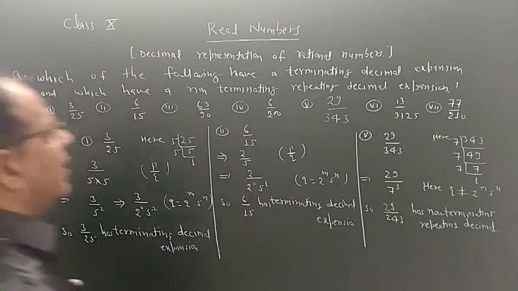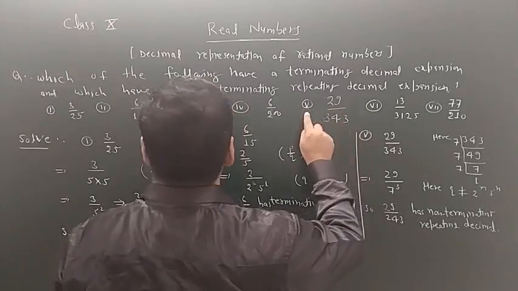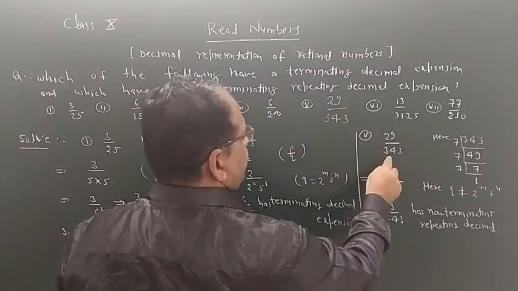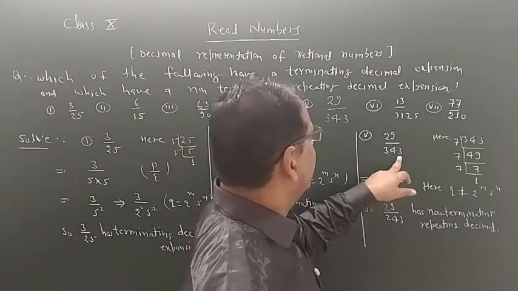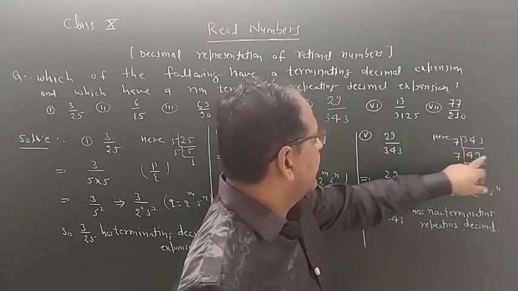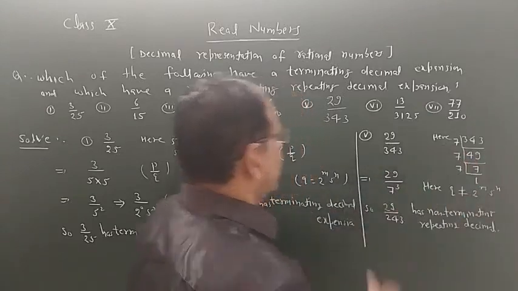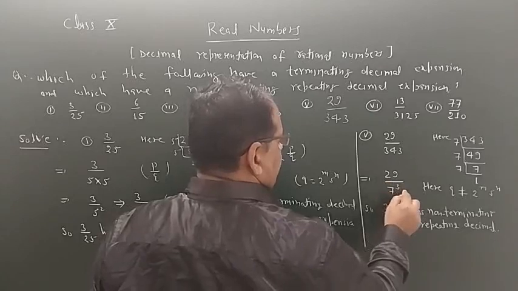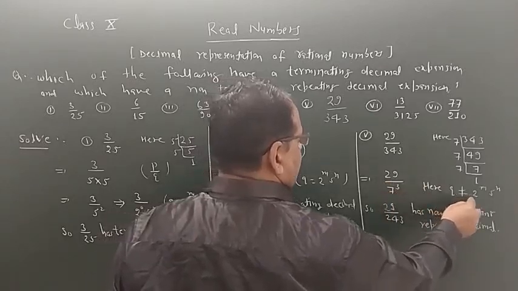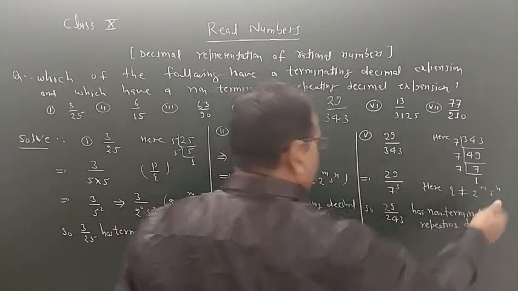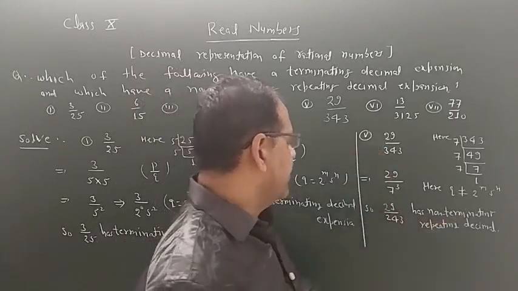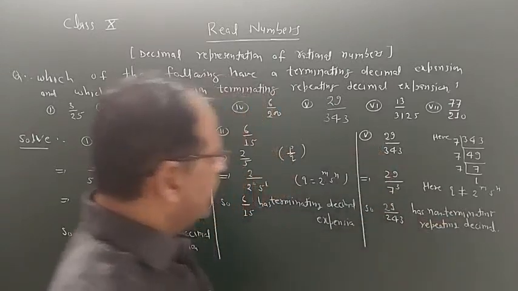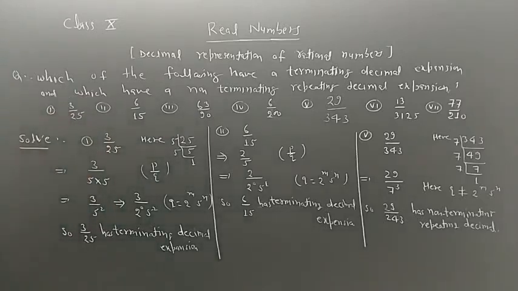Again, we take the fifth part of the question, 29 upon 343. 29 is prime, so this cannot be reduced. But 343 can be reduced: 7 times 49, 7 times 7, so the denominator can be expressed as 7 to the power 3. This cannot be expressed in the form of 2 to the power m, 5 to the power n. So this rational number has a non-terminating repeating decimal. Now we are taking some more problems in this part.